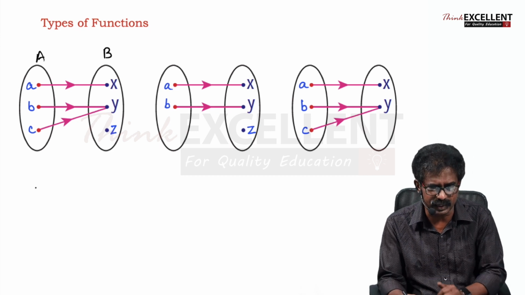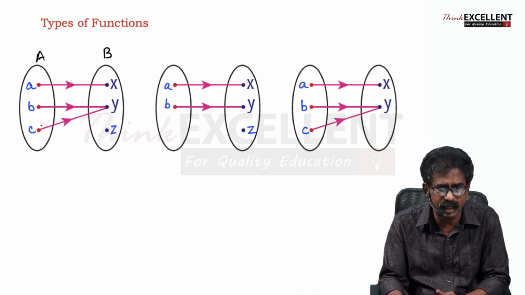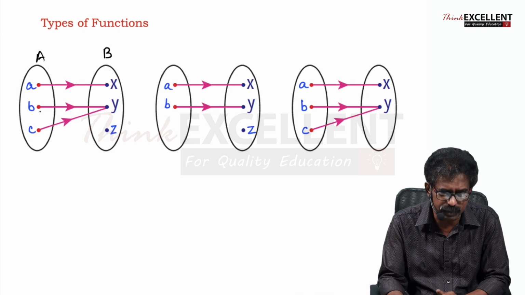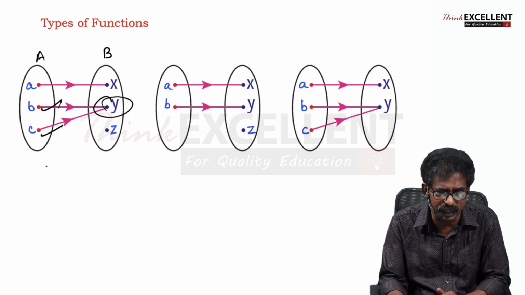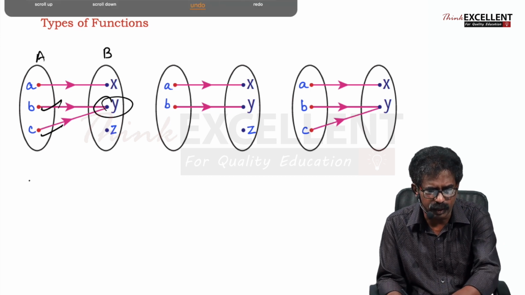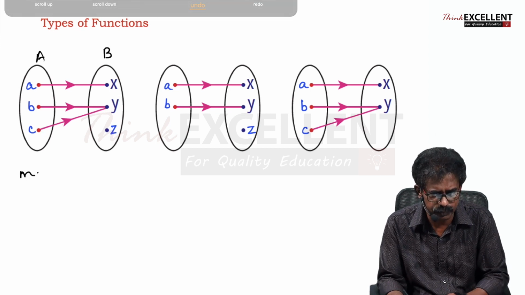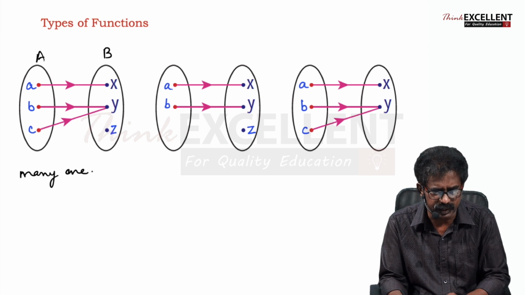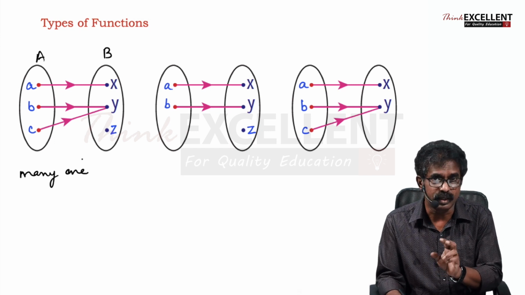We'll see that in onto function. So is this one-one or many-one? It is many-one, because many elements are related to one element. So it is a many-one function.